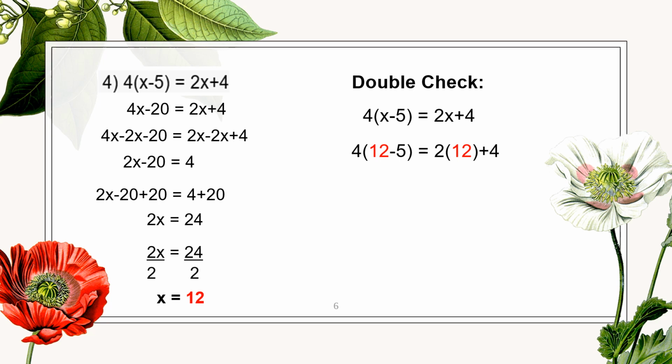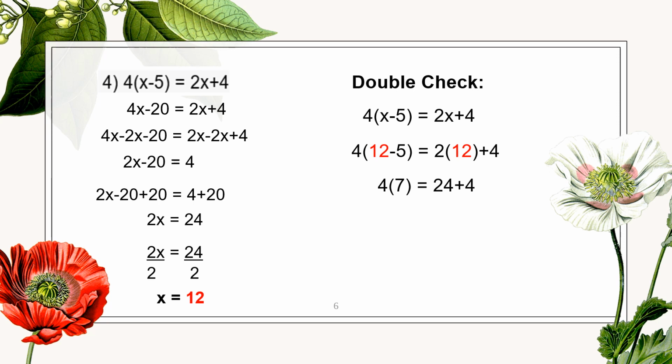plus 4. So here, 12 minus 5 is 7. So we just copy 4 times 7. Of course, we compute first what's inside the parentheses. That is why we subtract 12 with 5. So that gives us 7. And then we have here 2 times 12 is 24 plus 4.